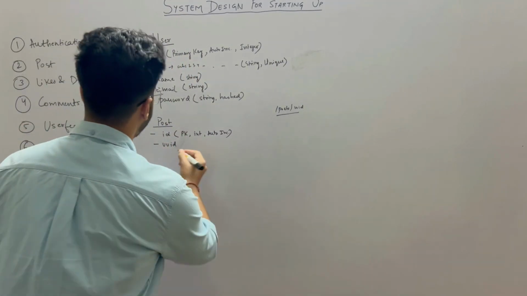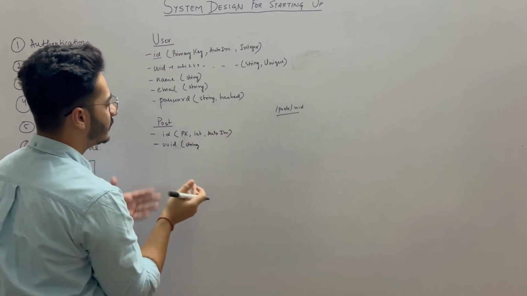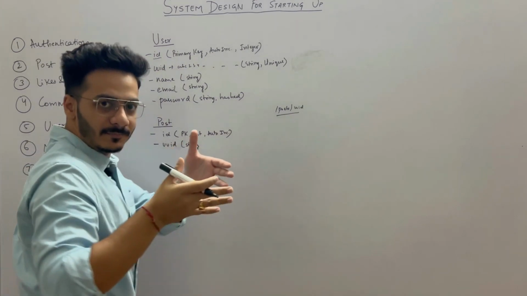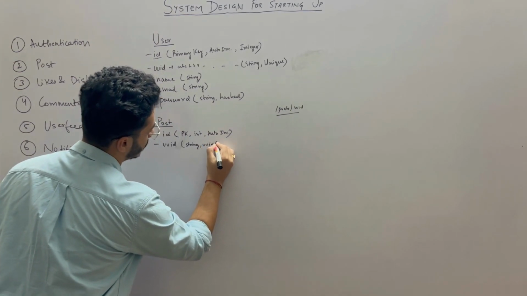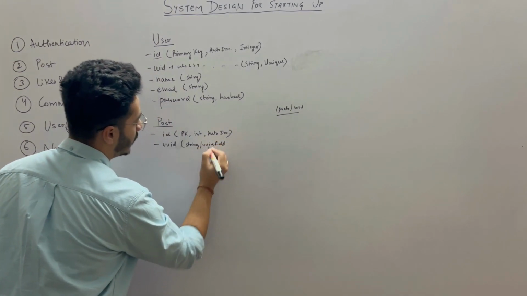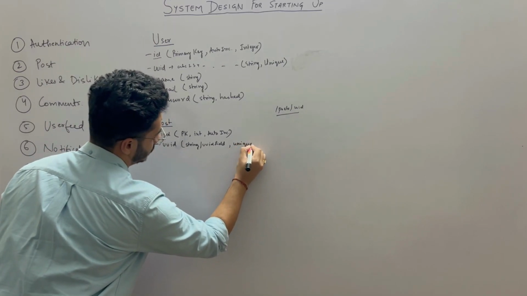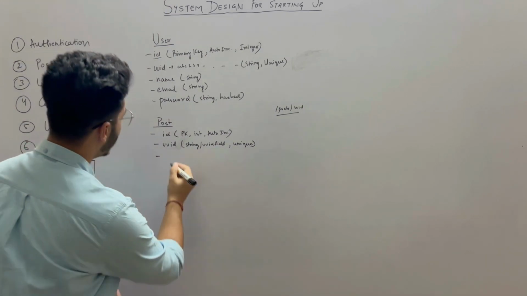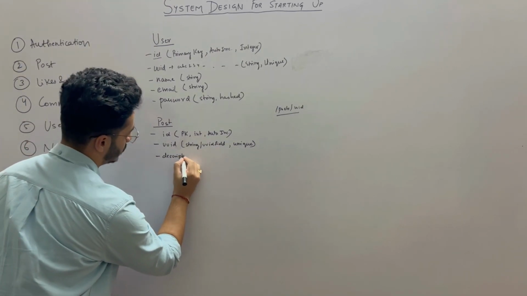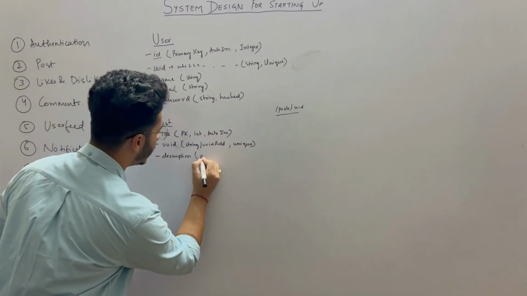All right. So UUID, it will be string, or in some places it is mentioned as UUID field. Okay. And this will be unique. Then we will be having description. That will also be a text field, but just to mention here, we will be naming it as string.